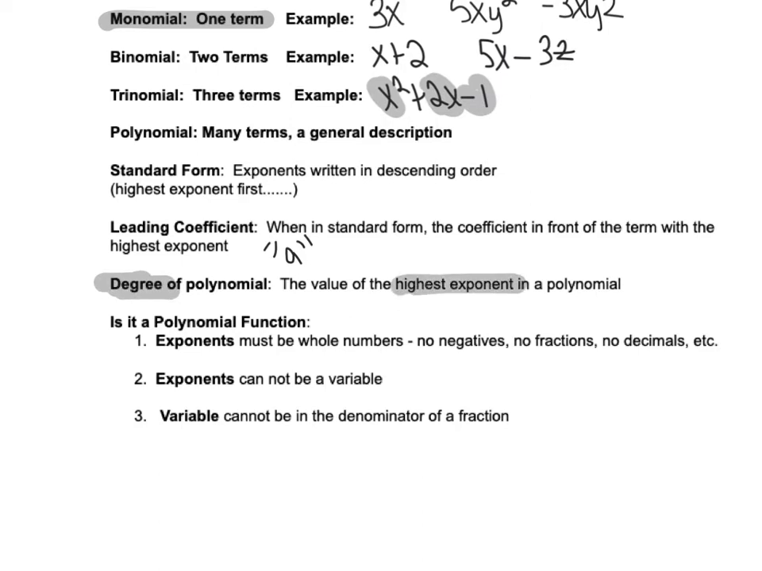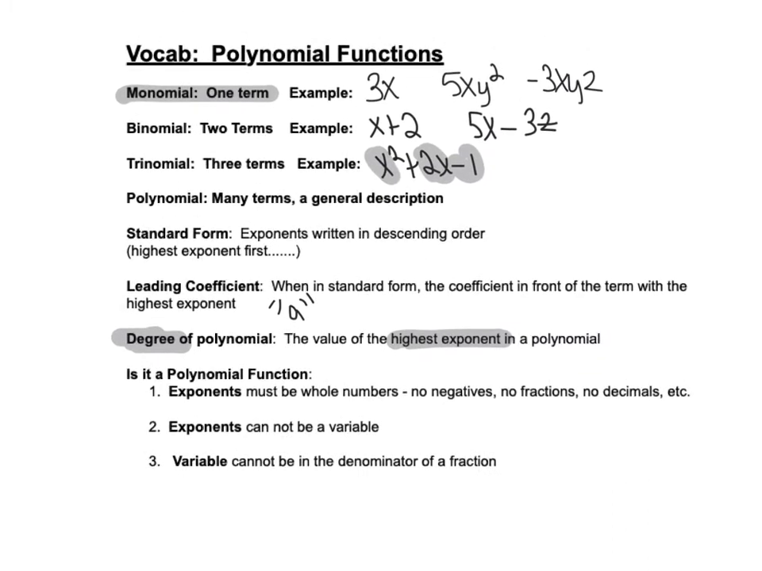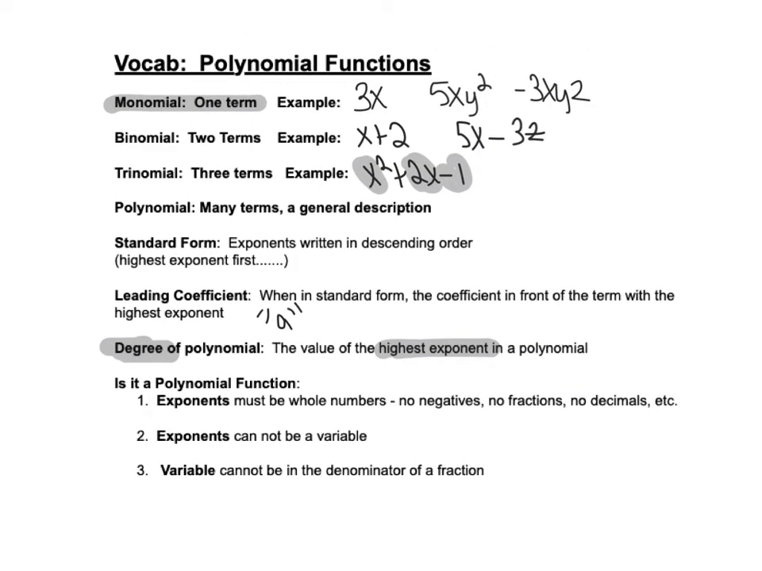And then the other thing we are going to talk about today is whether or not a polynomial is or is not a function. In order for a polynomial to be a function, all three of these things have to be true, which means if you have exponents in there, the exponents have to be whole numbers. There can't be any negative exponents, fractional exponents, or decimal exponents, anything like that. Exponents cannot be variables, so you can't have like 3 to the x or something like that. And the variable cannot be in the denominator of a fraction. Those are some key things that we're going to keep referring back to. So this might be a slide that you could come back to if you're struggling with some vocabulary.